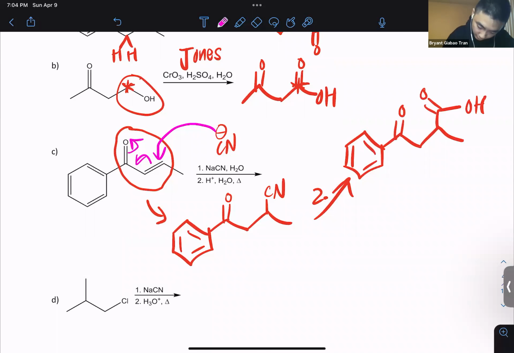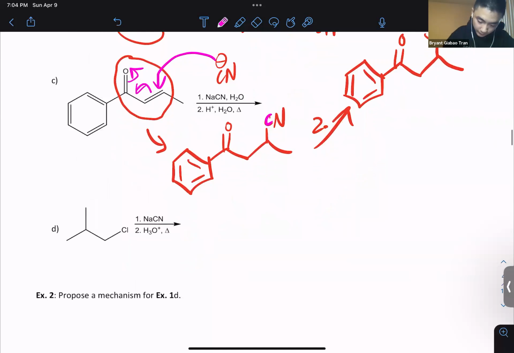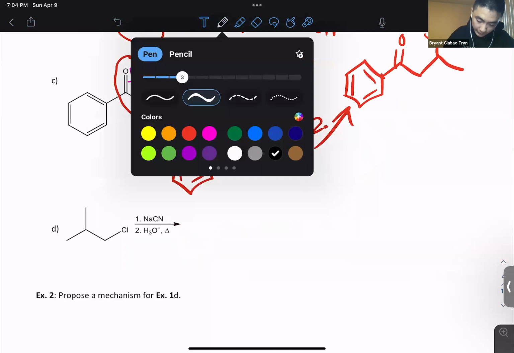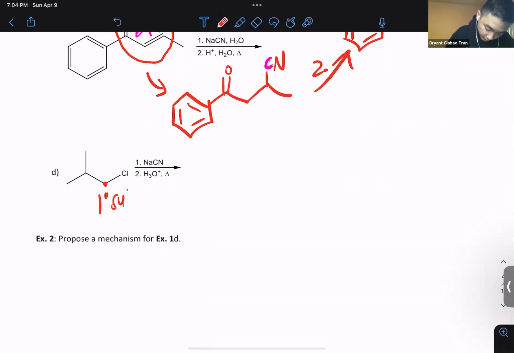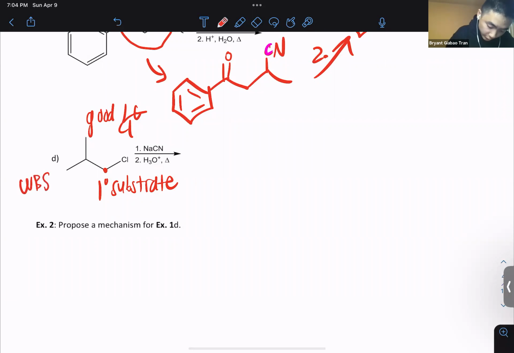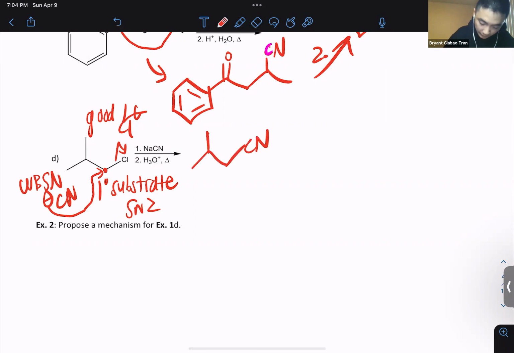Okay, so this carbon here of the nitrile is this carbon here of the carboxylic acid. Okay, and now we see that we have a primary substrate, a good leaving group, chlorine, and a weak base, strong nucleophile, nitrile. So this would indicate an SN2 reaction where the nitrile will attack that substrate, kick out the good leaving group, and give us this nitrile as the first step.